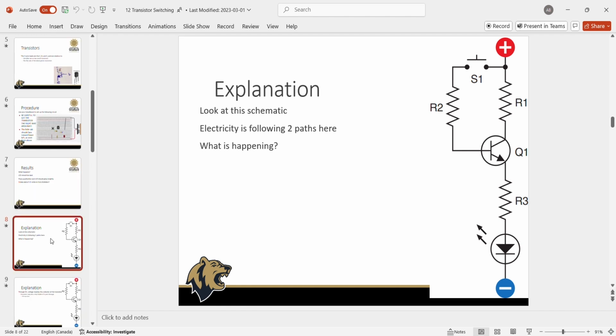So here's the explanation. There are two paths. We've built a parallel circuit here.